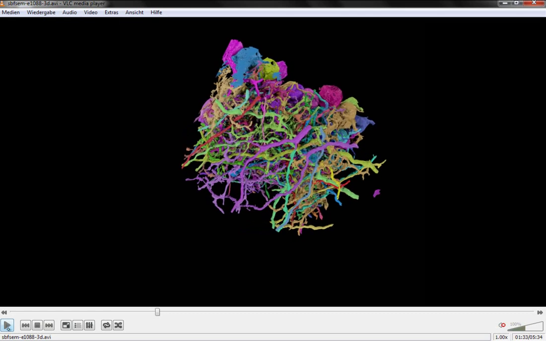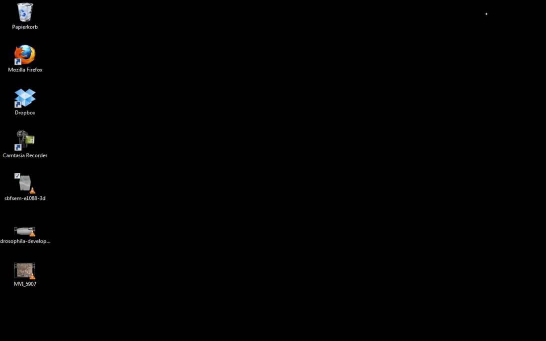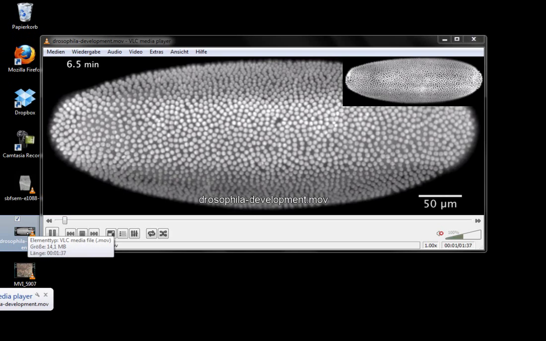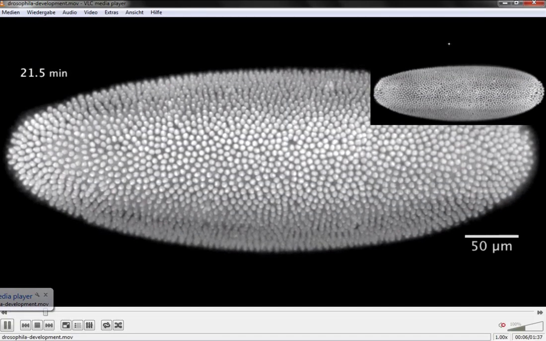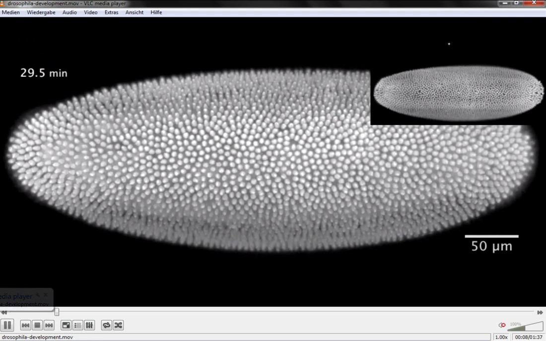So this is data set number 1 that I wanted to show. And there is a data set number 2, another big problem that we're working on. This is beautiful data from Lars Hufnagel up here at the Max Planck Institute, sorry, at the EMBL.